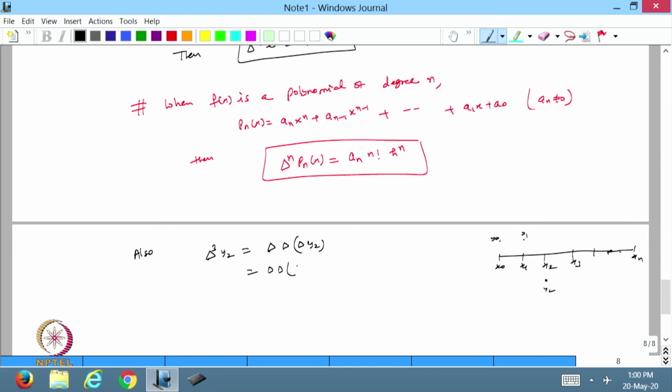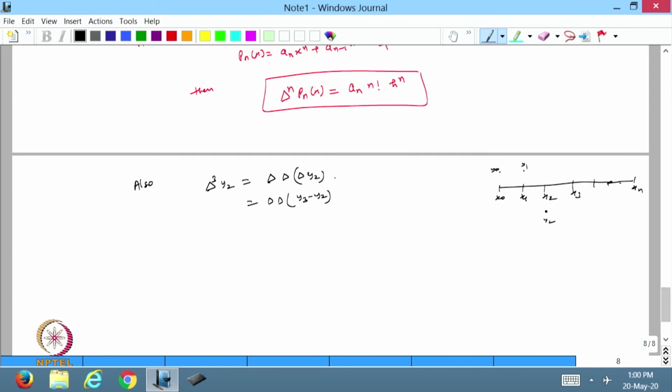So, it will be forward y3 minus y2, because I am applying this on a given mesh point, that is given nodal value x2 and has the value y2. I am applying it on a function, and in this case I have the given values of the function in the form of discrete values. I have x0, y0, x1, y1, x2, y2 like this.